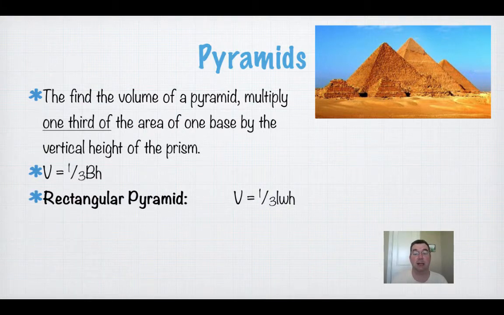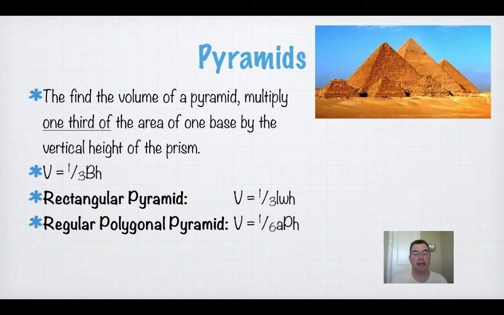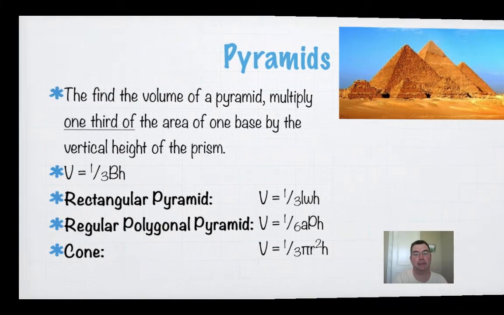If it's rectangular, it's going to be 1/3 times the length times the width times the height. If it is a regular polygon, it's going to be 1/6 times the apothem times the perimeter times the height. And then if it is a cone, it is 1/3 times pi times the radius squared times the height.